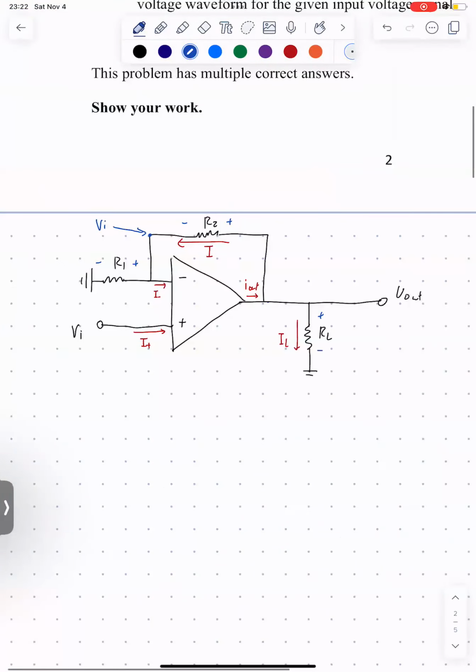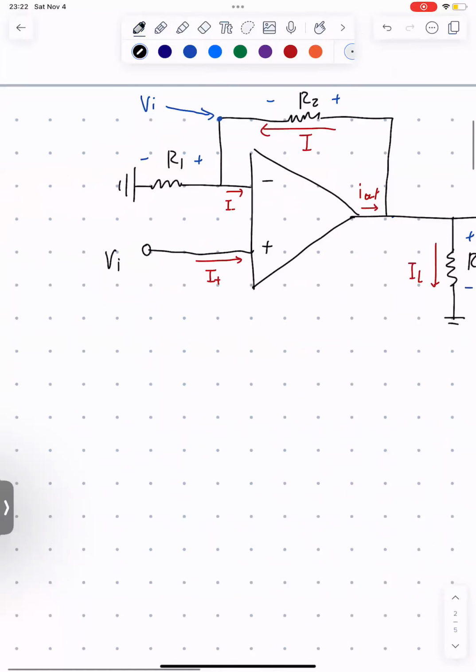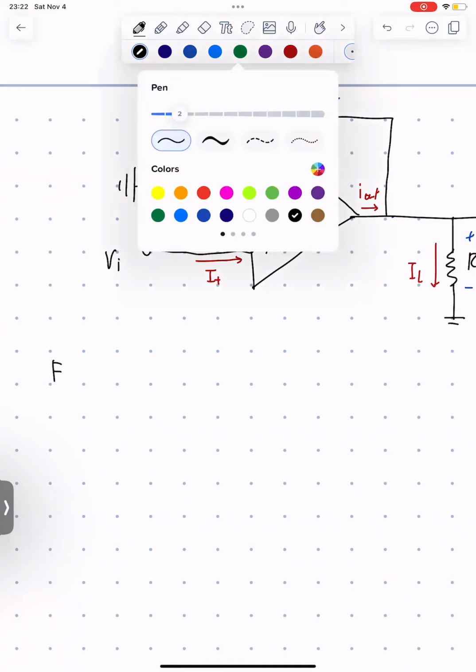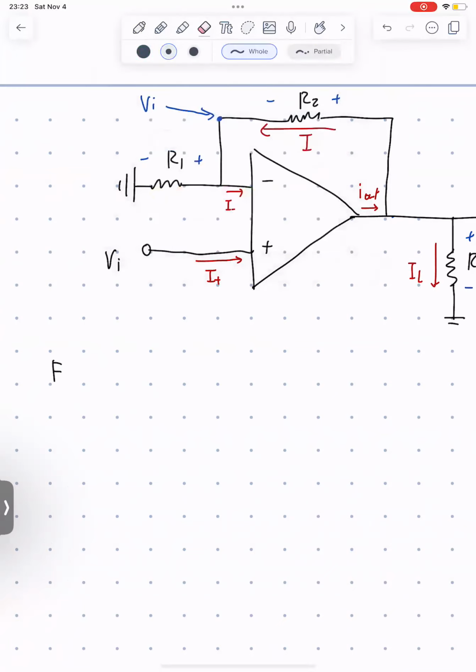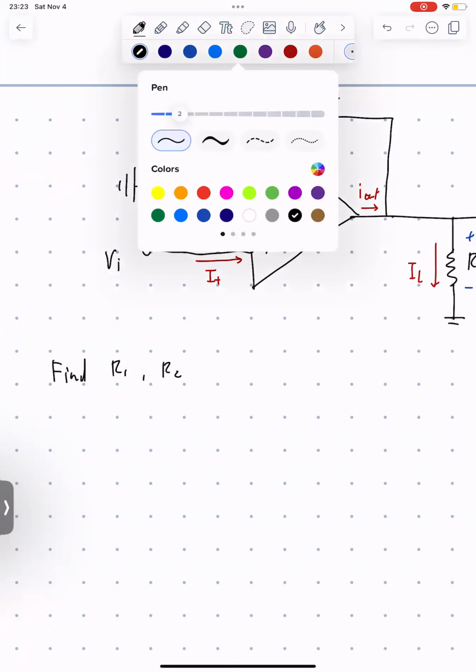So these are some things we already know about the circuit. Now let's actually start working on it. The first thing we want to do is create that amp. We want to make it so that V out is 10 times VI. To do that, we will have to find a value of R1 and R2 that satisfy this equation.